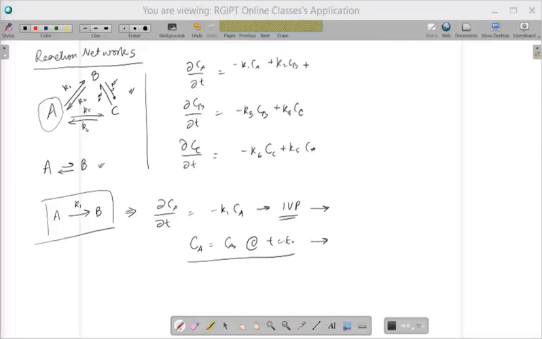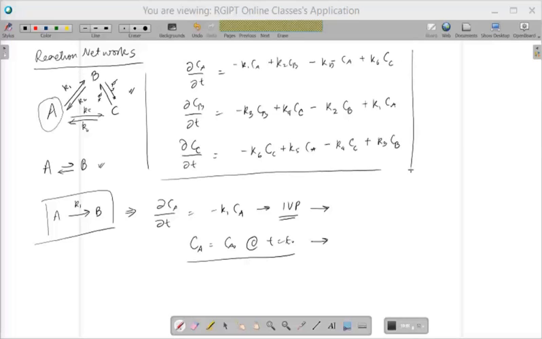So dCA/dt is minus K1 CA plus K2 CB minus K5 CA plus K6 CC. dCB/dt would be equal to K3 CB, K4 CC minus K2 CB plus K1 CA, and dCC/dt would be equal to minus K4 CC plus K3 CB.